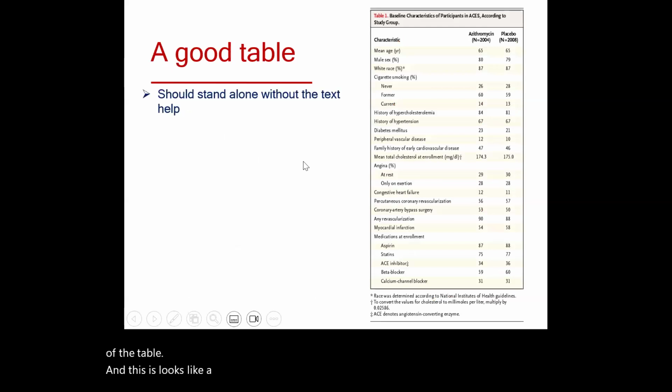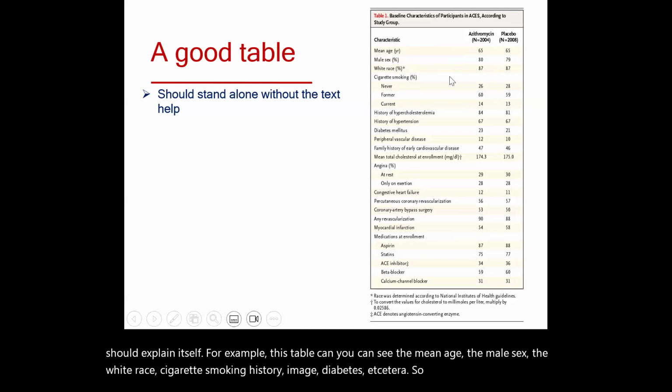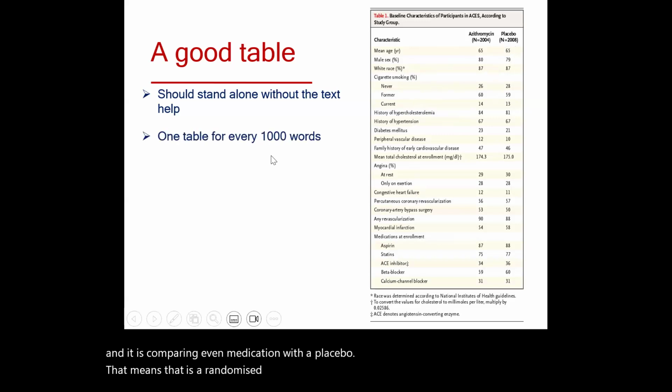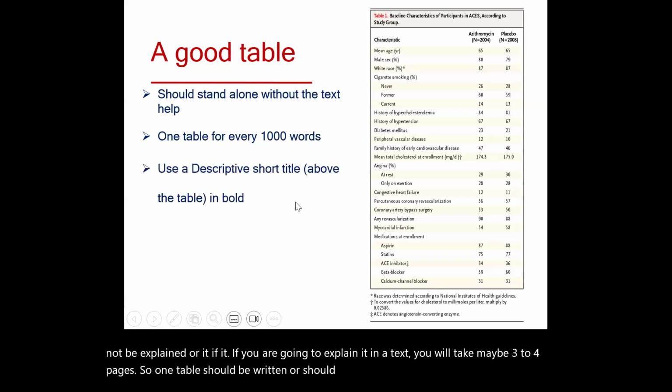Why? Because a table should stand without any text. A table should explain itself. For example, in this table, you can see the mean age, the male sex, the white race, cigarette smoking history, diabetes, etc. So it's explaining everything, and it is even comparing medication with a placebo. That means that it is a randomized control study, and the table is explaining many data that, if you were going to explain it in text, would take maybe 3 to 4 pages. So one table should be put for every 1,000 words.